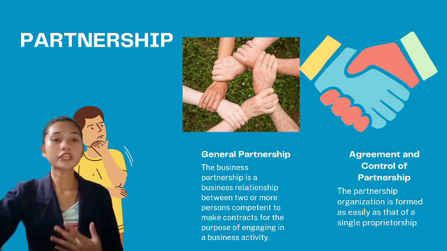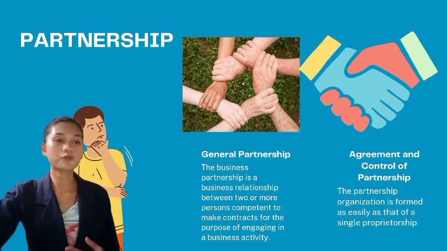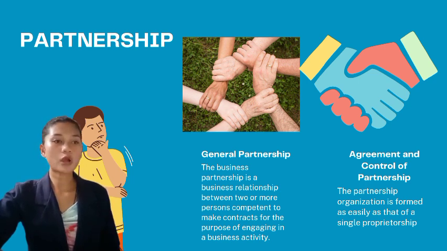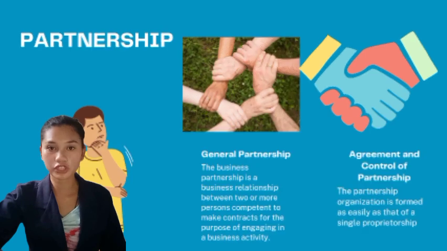And the second form is the agreement and control of partnership. Means the partnership or organization is formed as easily as that of a single proprietorship. A simple agreement without a written document is sufficient to form a partnership. It is, however, preferable that the partnership agreement be drawn up in writing by a reliable attorney and signed by every one of the partners. So, naa dyoy kasulatan nga nagpamatuod nga apil jud kana nga partnership.